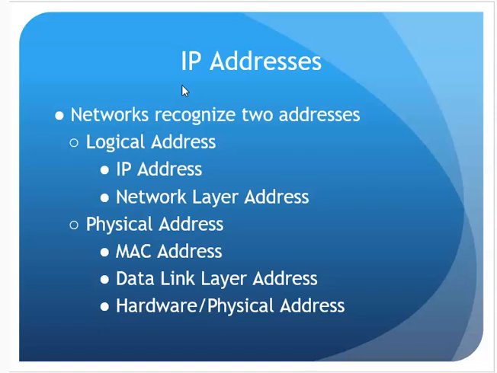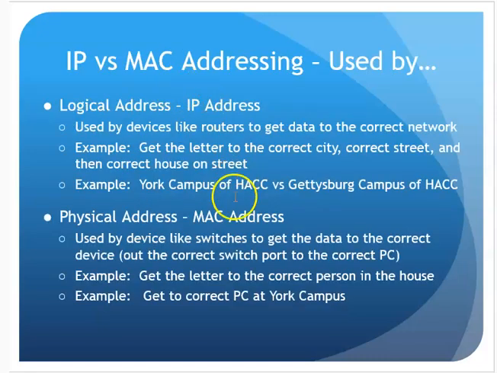Again, remember, networks recognize 2 addresses, the logical IP address and the physical MAC address. As we said before, the logical IP address is used by routers to route that piece of data to the correct network. So routers are reading the IP addresses and getting it to the correct network. Example, the York campus of HACC as opposed to the Gettysburg campus of HACC. So the router is going to read the IP address and get it routed to the York network as opposed to Gettysburg. And once it does, the router is going to wipe its hands and say, hey, I got you there. Somebody else will take over.